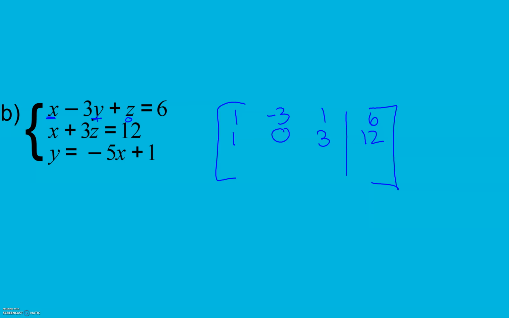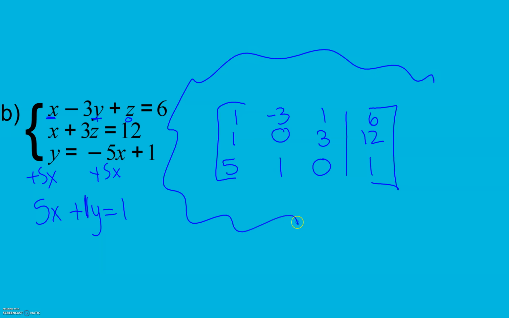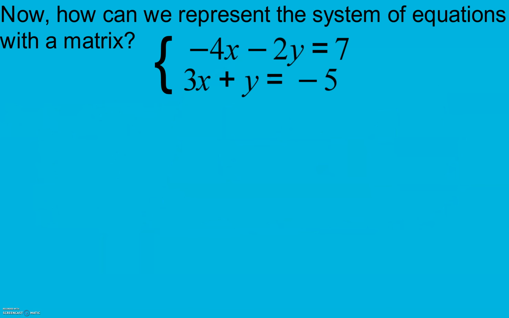My third equation is not in standard form, so I'm going to add 5x to get it in standard form first, and I have 5x plus y equals 1. Now that it's in standard form, I can switch it over to the matrix. The 5 goes in for x. My coefficient of a y is 1. I have no z's equals 1. So this right here is this system as a matrix. Feel free to pause here and give this a try if you'd like.